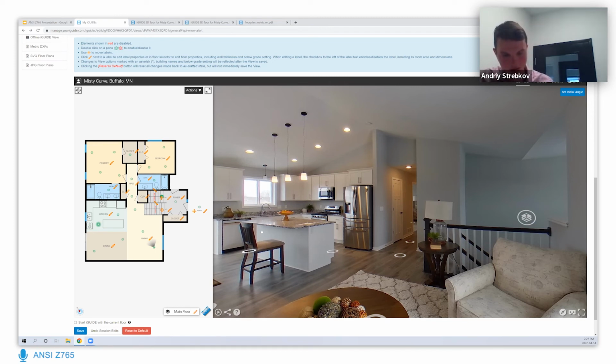The last thing to keep in mind is that this option will be available with every new iGUIDE you create, and every iGUIDE created after mid-2021 you will also be able to switch to ANSI standard. So thank you very much for your time. I think these are some of the most important things that I wanted to mention and share with you today.